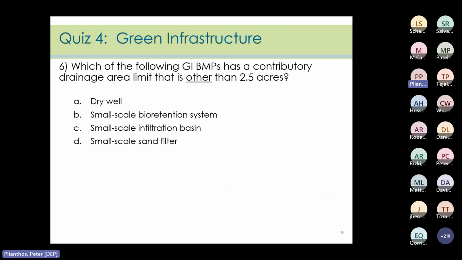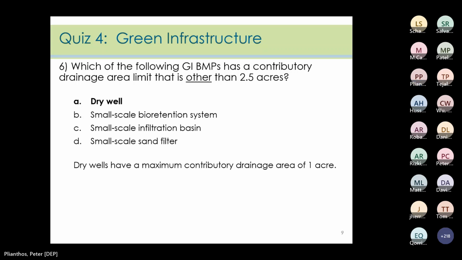Number 6, which of the following GI BMPs has a contributory drainage area limit that is other than 2.5 acres? Correct answer is dry wells. Dry wells have a 1 acre contributory drainage area limit per 7:8-5.3(b). This information was also in the slides from the GI fact sheet presentation.